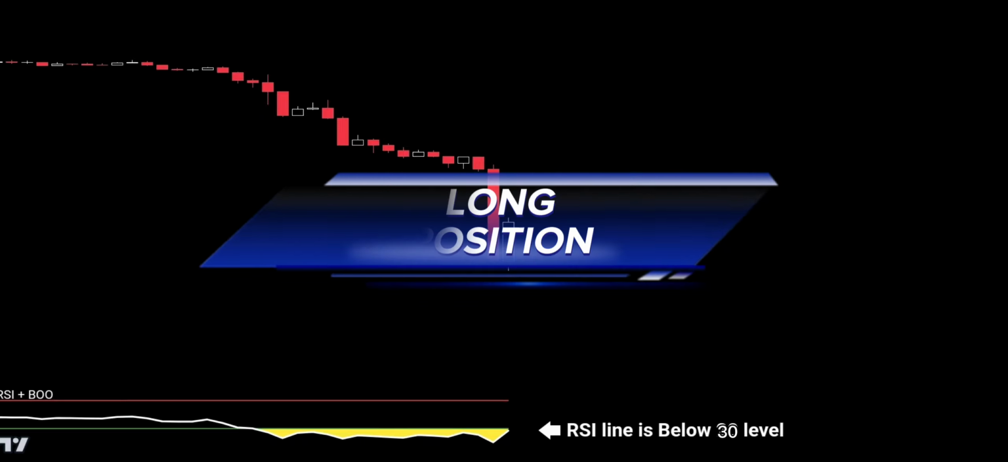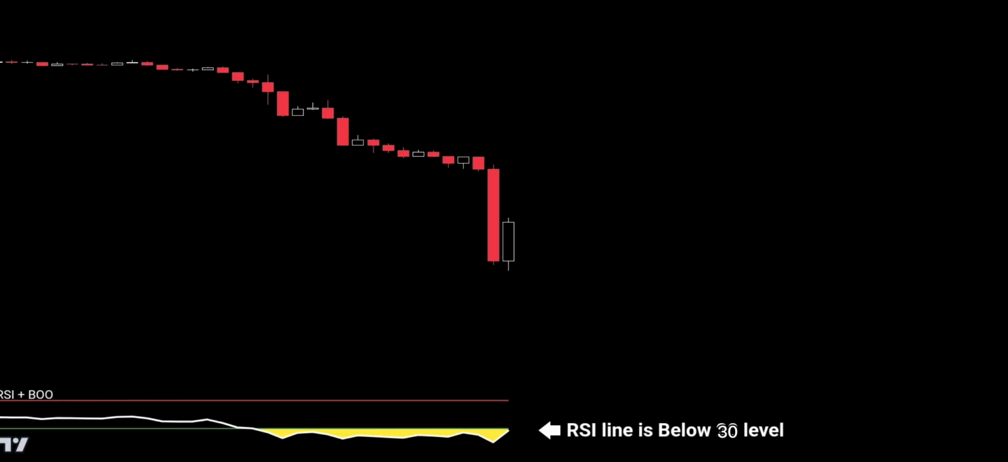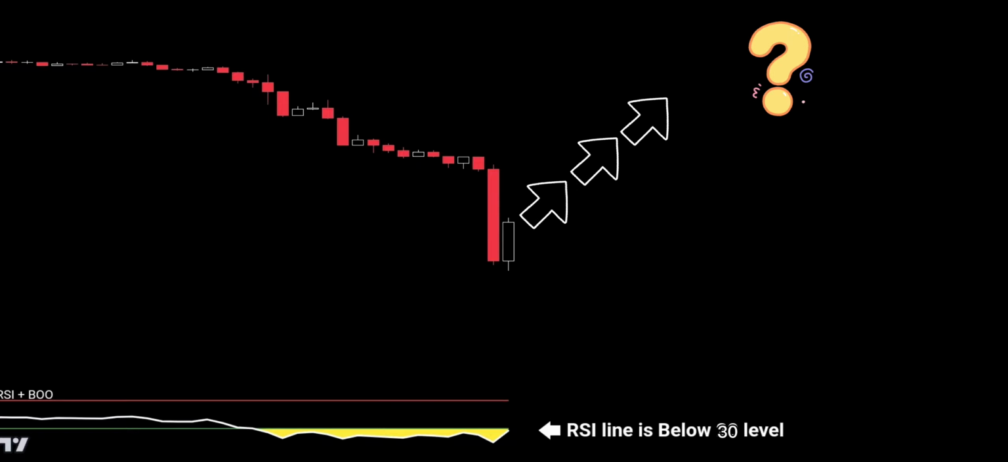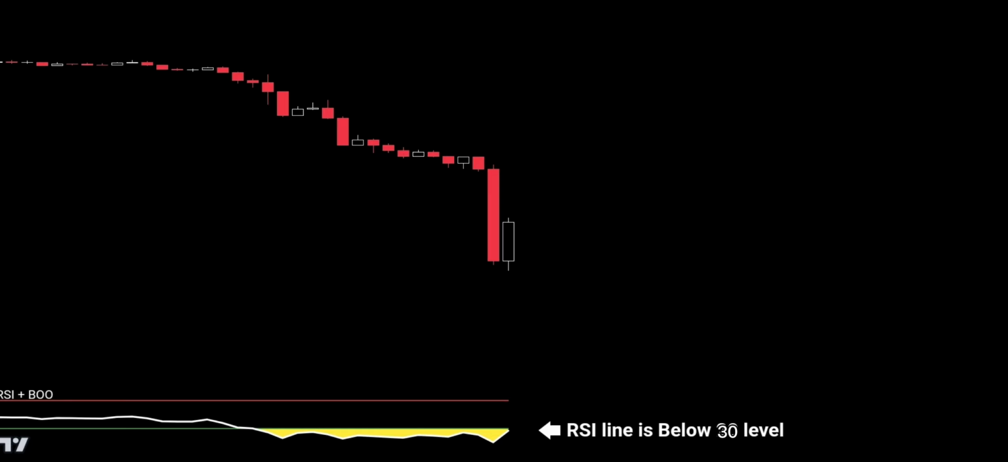Let's look at an example of a long position. Here we see the RSI line below the 30 level, which tells us that the financial asset is oversold and the price is relatively cheap. In this case, we will focus on the possibility of the price going up again after a while.